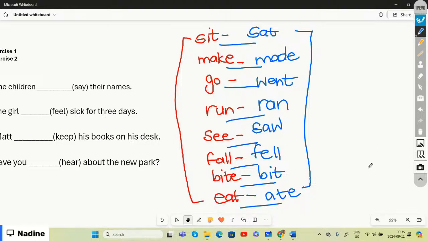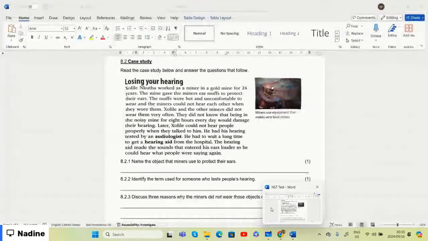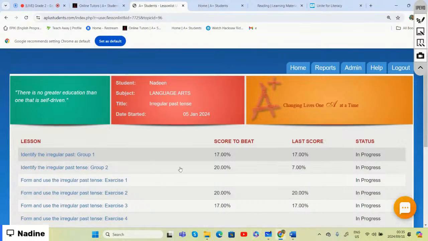All right, so now we're going to aplusstudents.ca and we are going to form and use irregular past tense.